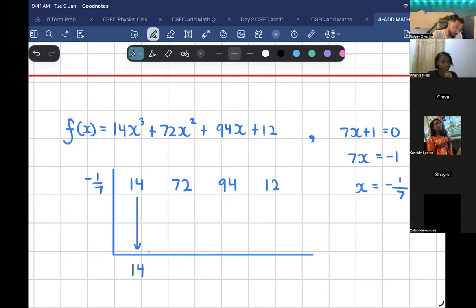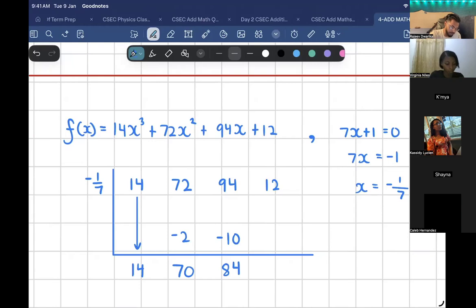Are we dividing by 7? Now we're going to multiply this by minus 1 over 7. If I multiply 14 by minus 1 over 7, what would I get? Minus 2. Then I add 72 and minus 2. What would I get? That would be 70. And I'm going to repeat the same process. I'll multiply 70 by minus 1 over 7. What would I get? Would that be minus 10? And then I add 94 and minus 10. What would I get? 84.